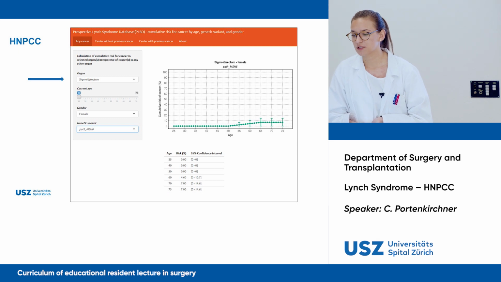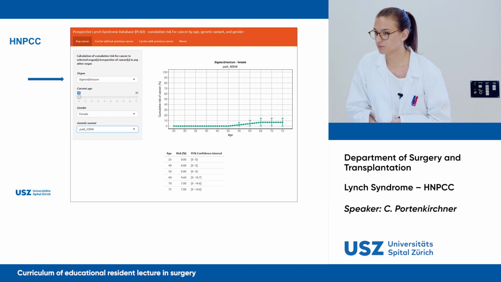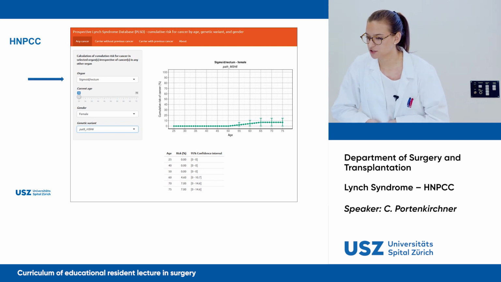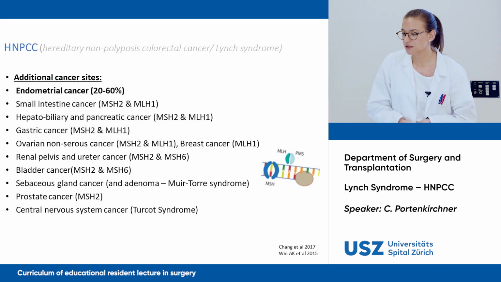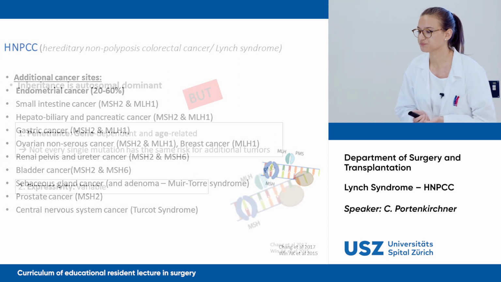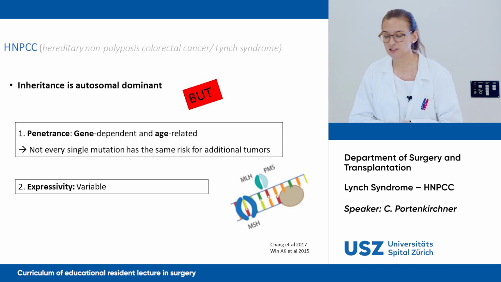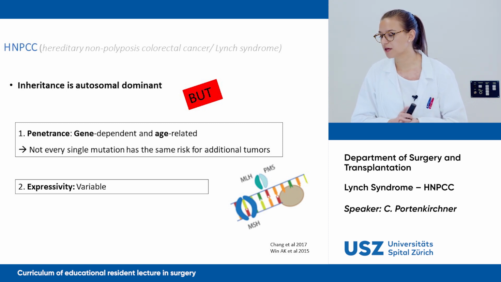And we can also look at this homepage at sigmoid and rectal cancer. We will come to this later. It's a very important tool, and I think you can always look it up. It's interesting as well. So here we see the gene variations which are different for each additional cancer site in Lynch syndrome patients.